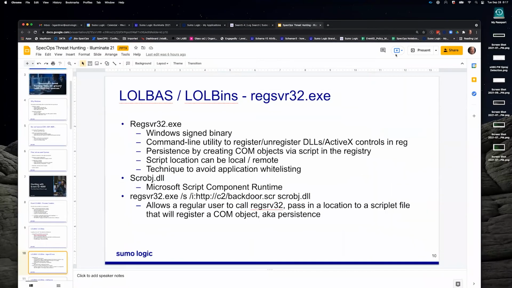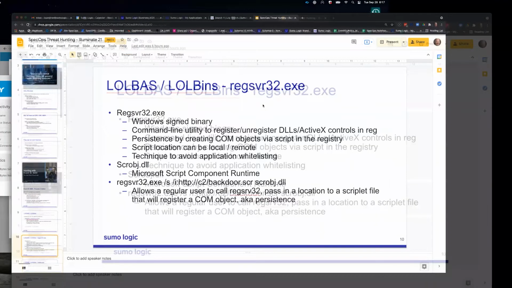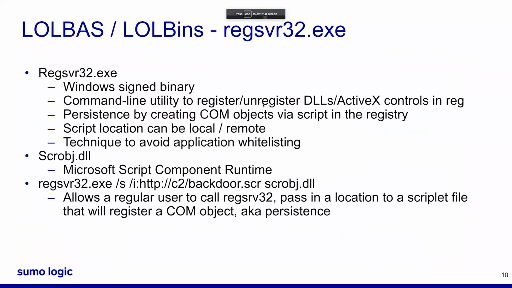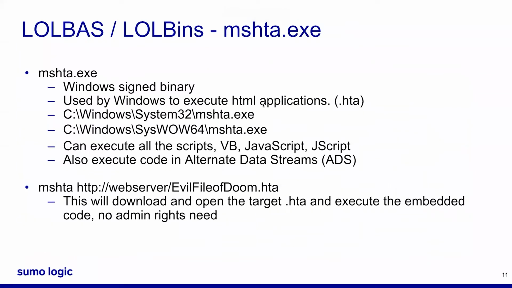Okay, so let's go back to this and we'll go to the next one. This is also one of the most abused of all time, mshta. Again, it's a Windows signed binary. This uses .hta files. This is a favorite of ransomware groups. When they send a phish and download a .hta, this is utilized heavily by them.